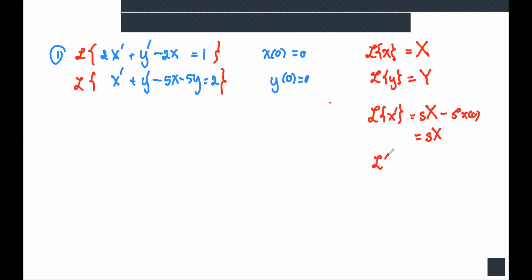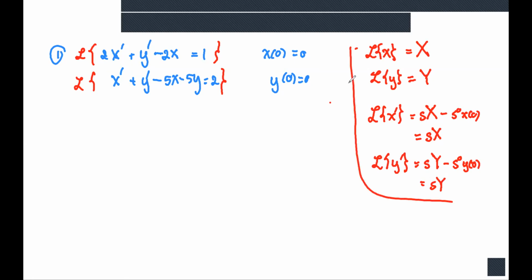And then the Laplace transform of y prime. Same formula: s to the first power because it's first order, multiplied by the capital Y, minus s to the power 0 of the initial condition y at 0, and y at 0 is also 0. So then it's just s times the capital Y. On a side note, this is kind of the prep work.